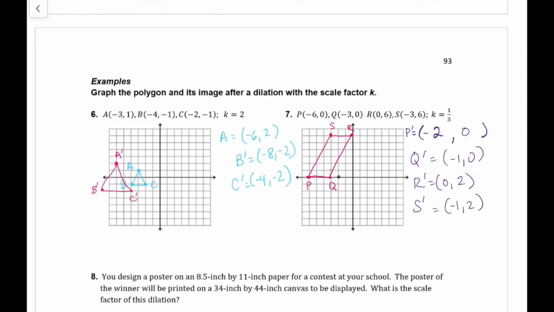Go ahead and plot those P, Q, R, and S primes. We have -2, 0, -1, 0. Then we have 0, 2, and -1, 2. That's all of the angles are the same, but the sides have just gotten smaller. Let's label these. S prime and R prime up top, Q prime and P prime are on the bottom.